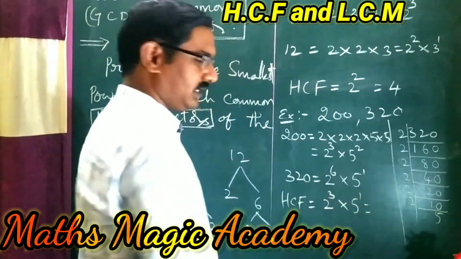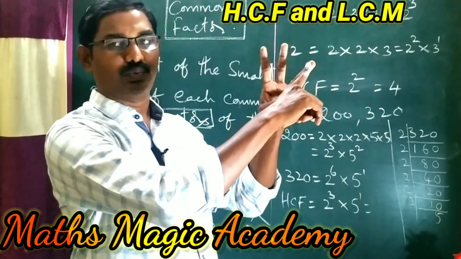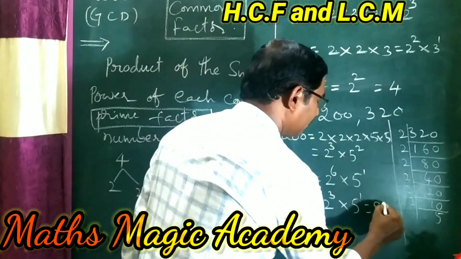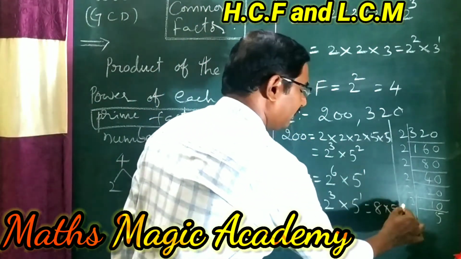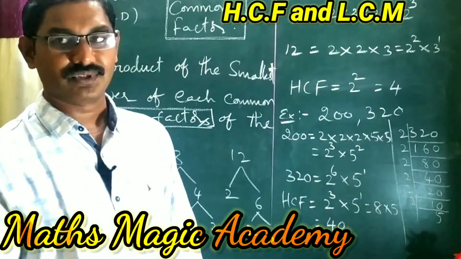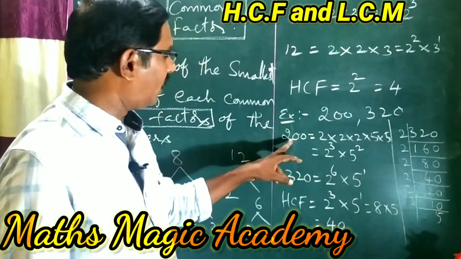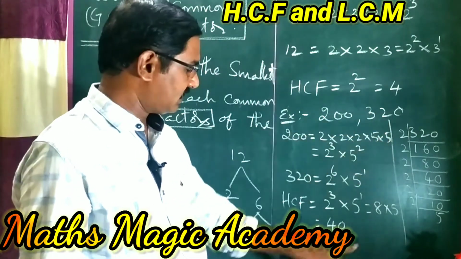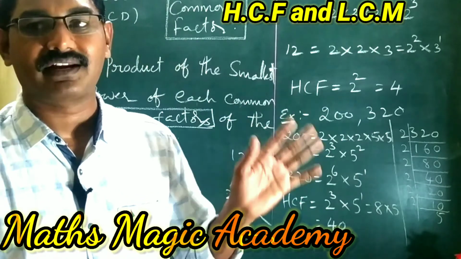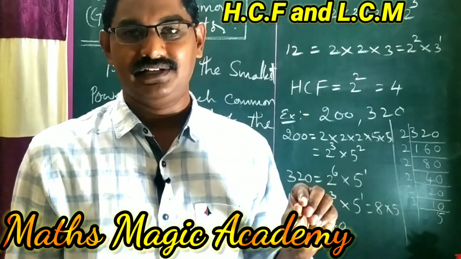So 2 power 3 is nothing but 2 into 2 into 2. 2 twos are 4, 4 twos are 8. So 8 into 5 power 1, that is 5. 8 fives are 40. So the HCF of 200 and 320 is 40. Okay, this is nothing but the prime factorization method of finding HCF.